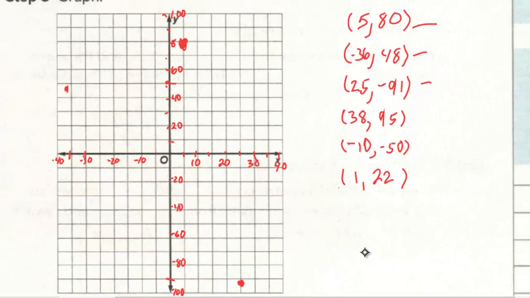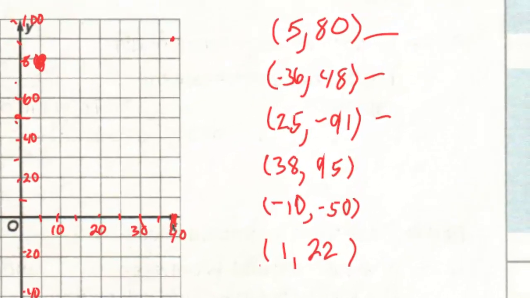The next is 38 and 95. So to the right 30. Almost to the last line here, almost to 40, that's 38, and then we're going to go up 95. So the 95 is landing right on this line. 95 is going to be about halfway up, because this line right here is 90, this one is 100, so right about halfway up, just inside the line.